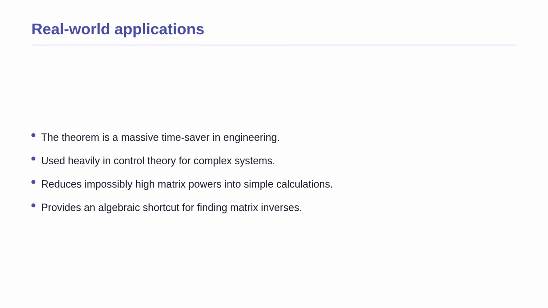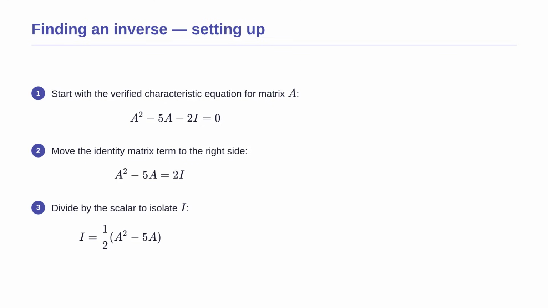When engineers need to calculate extremely high powers of a matrix to predict long-term behavior, this theorem allows them to rewrite those high powers as simple short combinations of lower powers. It also provides a brilliant algebraic shortcut for finding matrix inverses. Let us see how this inverse shortcut works using our previous matrix.